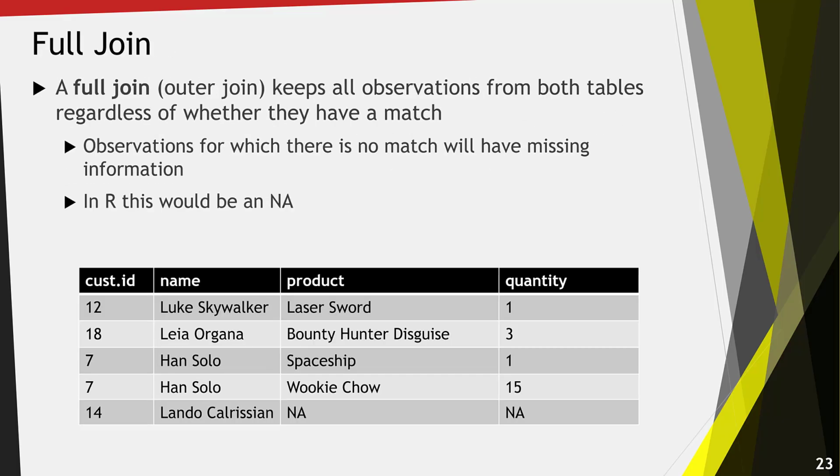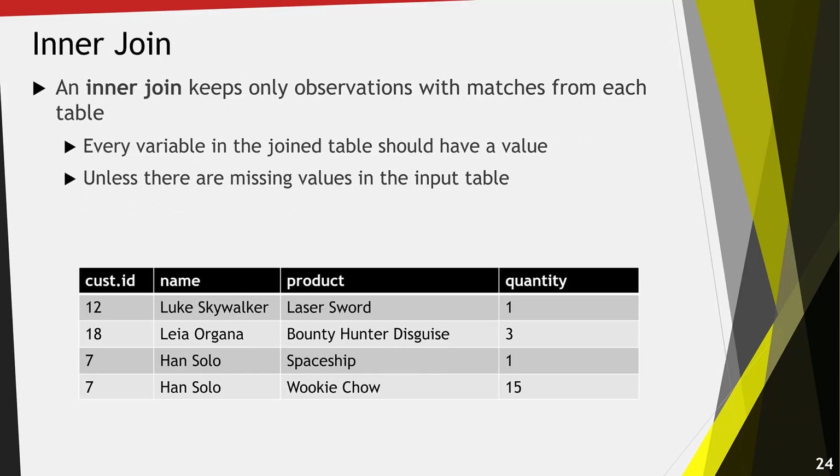First, there is the full join, which is sometimes called an outer join. This is going to keep all observations from both tables, regardless of whether or not they have a match. Observations for which there is no match will have missing information. In R, this would be an NA value. So if I were to perform a full join on these two tables, I would have this resulting table here, where the Lando Calrissian customer is included, and I have NA values for the product and the quantity because there's no corresponding order.